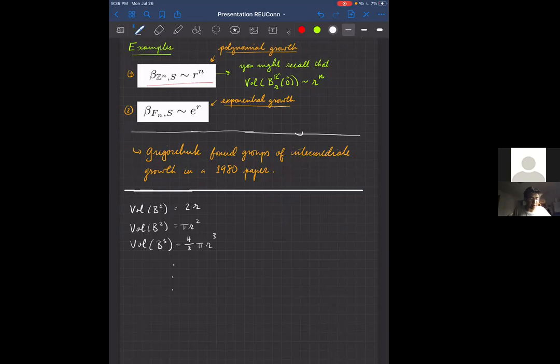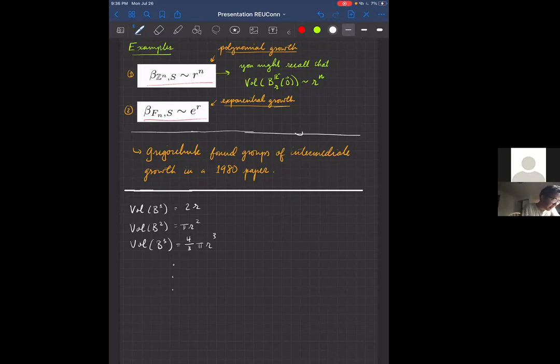Another example of computing the growth of a familiar group is computing the growth of Fn, the free group on n generators. And I claim this time without proof that it is quasi-equivalent to e to the r, where once again r is the radius. And this will tell you that F2 grows at the same rate as F61.